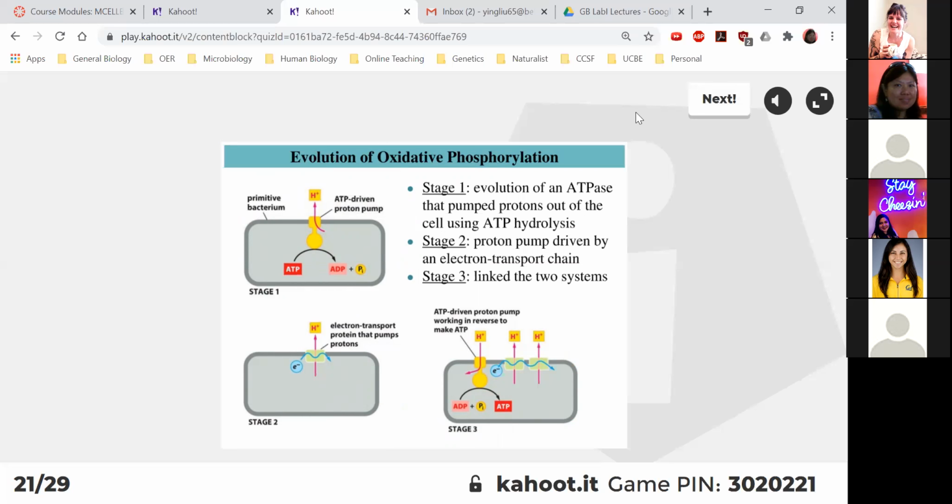This is a little bit additional, outside of the textbook, but it's kind of fun to talk about. So I'm just going to talk about this. Scientists think that this enzyme, ATP synthase, is really important in cellular respiration, and it's really important in photosynthesis. They think that initially it evolved from an ATP-driven proton pump.